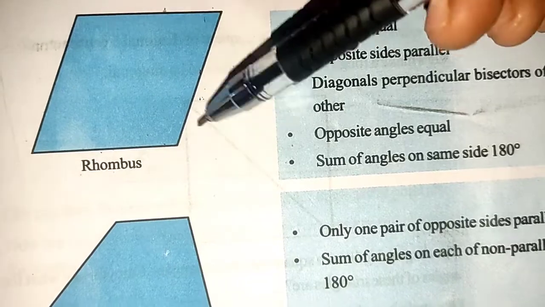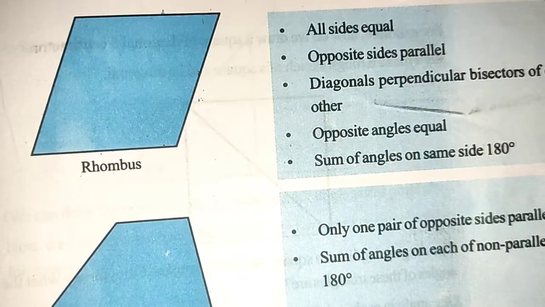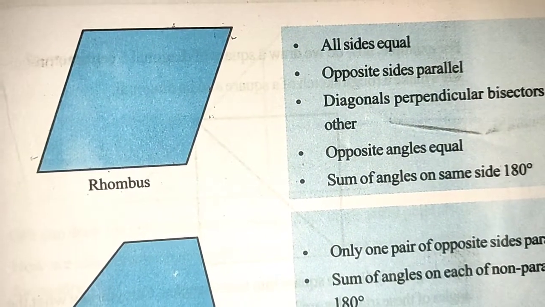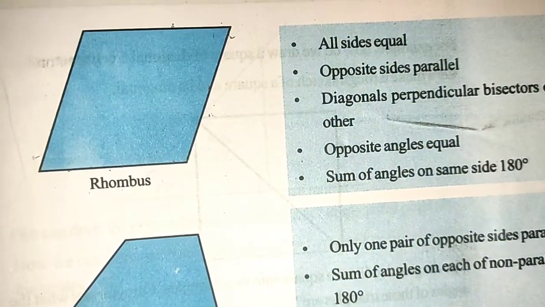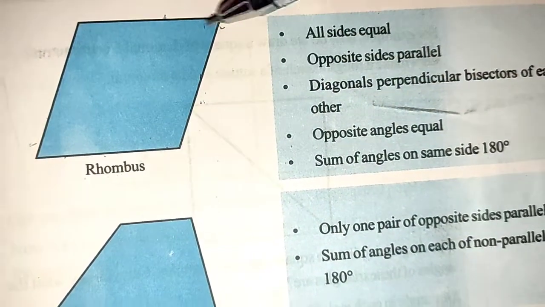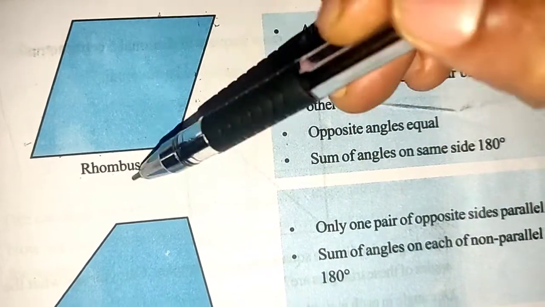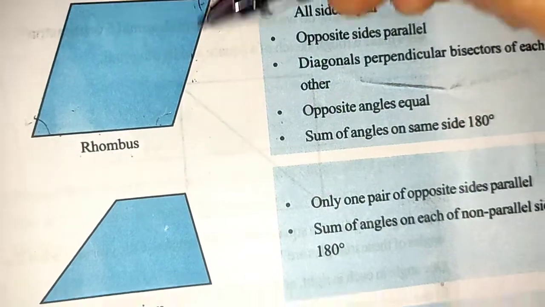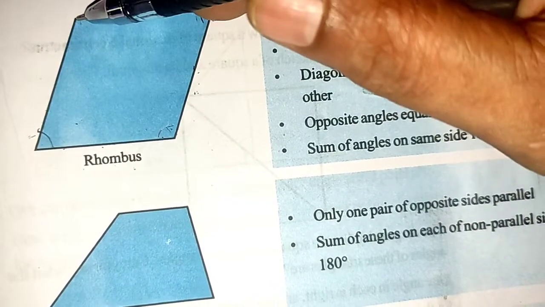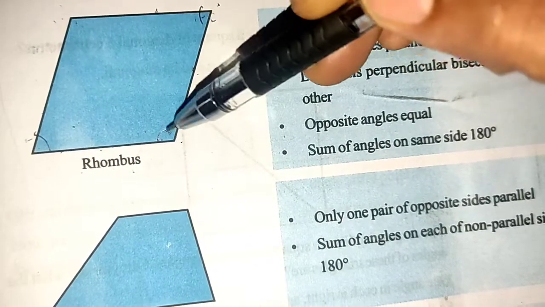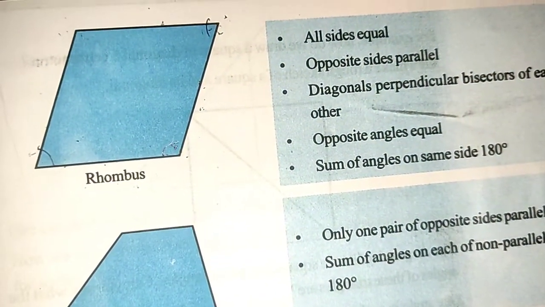In a rhombus, if all angles are equal, it is called a square. So here all angles are not equal. In a rhombus, all sides are equal. Opposite angles are equal, that means these two angles are equal. Similarly, these two angles are equal because a rhombus is a special type of parallelogram.